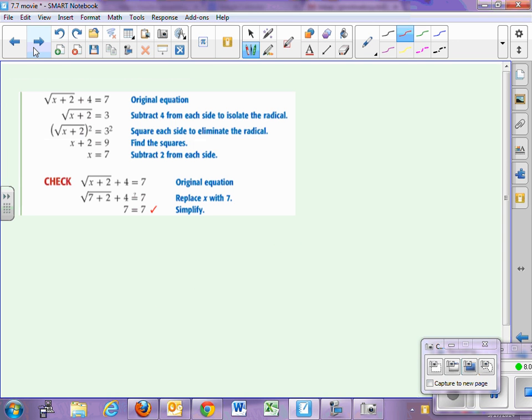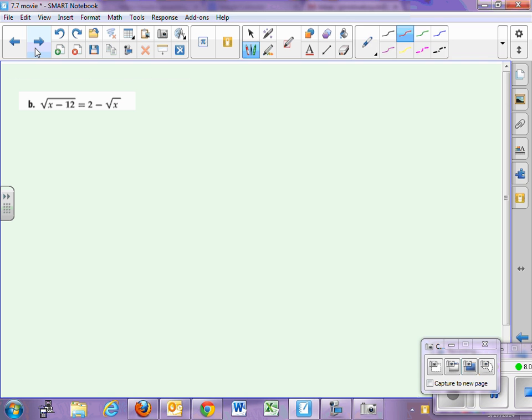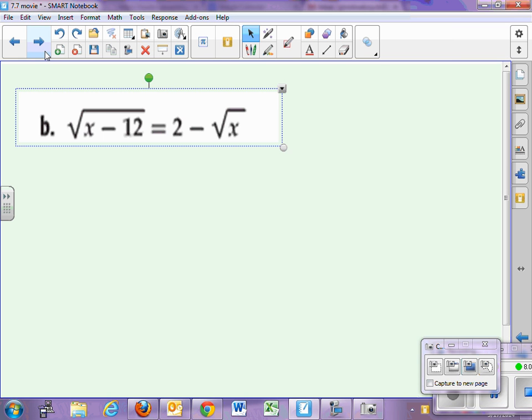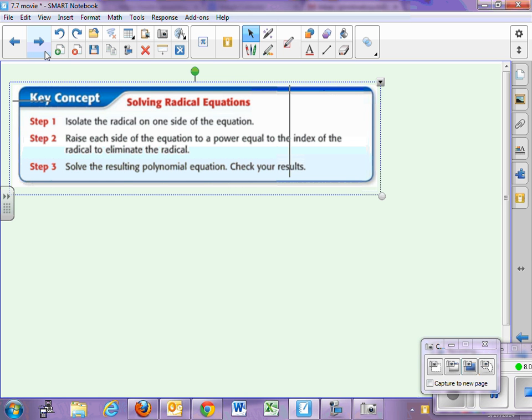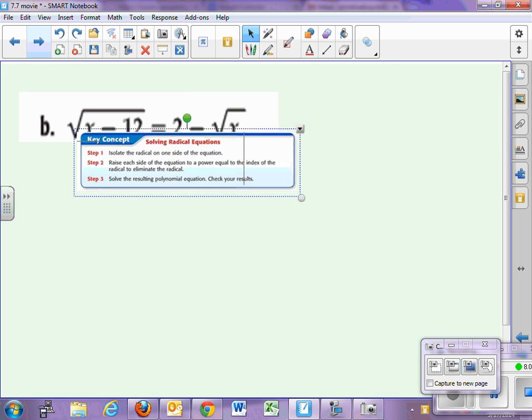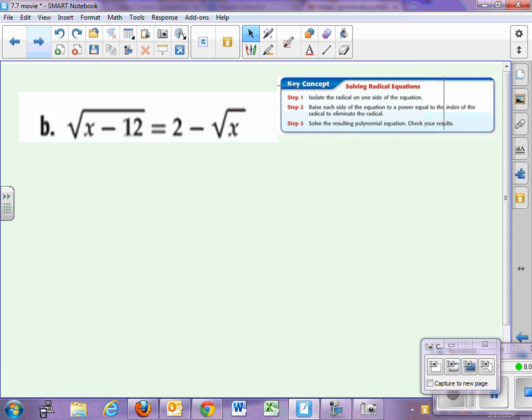All right, let's try another one. Okay, right away, this one is more involved. I'm kind of surprised it came up right now. When you have two radicals, what you want to do is isolate the more complicated one on one side. And then on the other side, it's okay if you have a radical in it. And so what I'm going to do is square both sides.